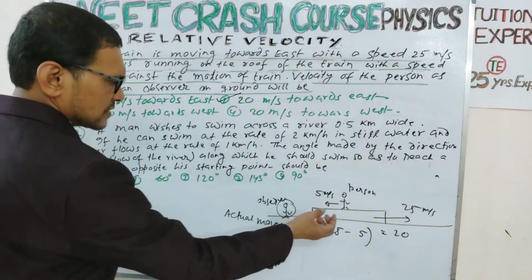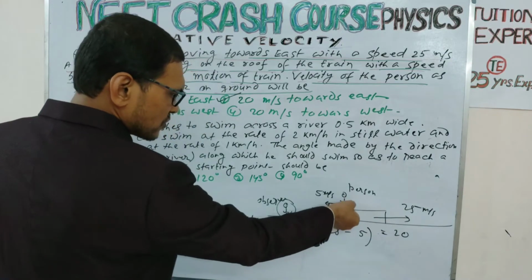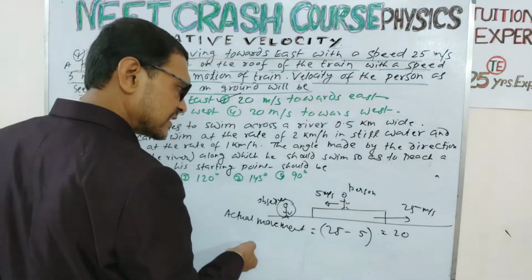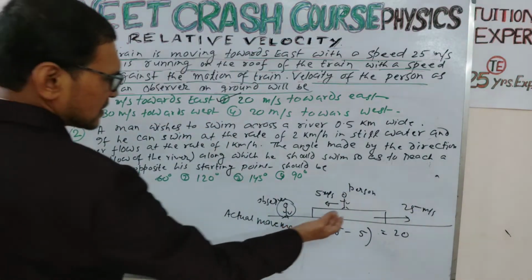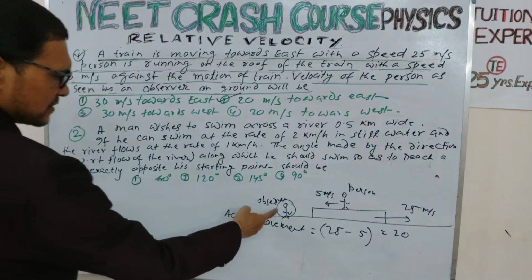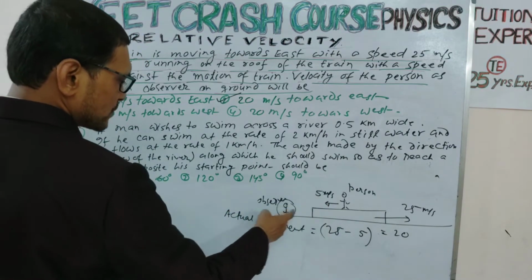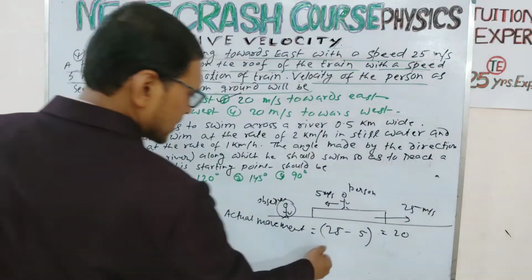If the train moves 25 meters in 1 second, and the person moves 5 meters in the opposite direction in 1 second, the actual movement will be 25 minus 5, that is 20. So this is not the relative velocity of the person with respect to the train. This is the velocity of the person observed by the man on the ground. So this is the answer.